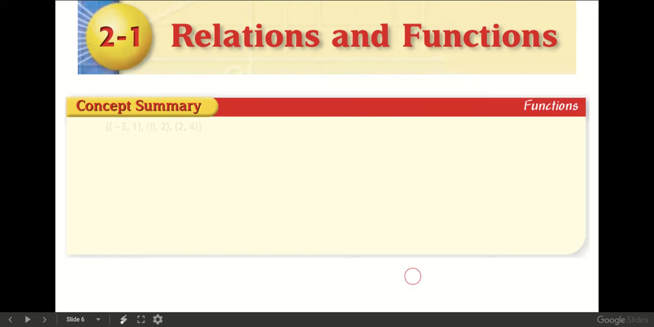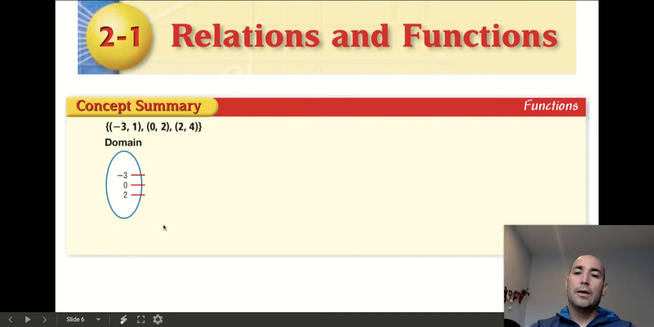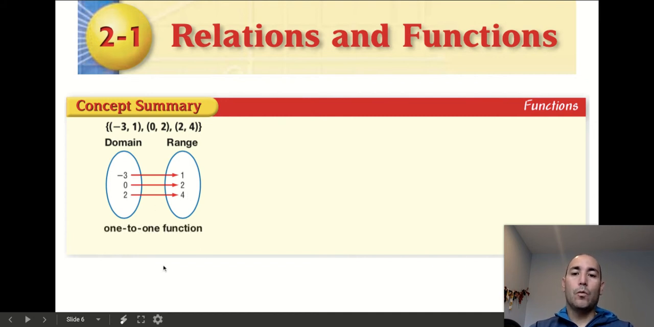So here's a summary of this concept here. So here's an example of a relation, right? It's got 3 ordered pairs. This is the relation. So the domain, right? The domain are all the x values, -3, 0, 2. And then we're going to go ahead and map it with the range. So range, again, lists all the y values, 1, 2, 4. And then we're going to map it, right? Draw by connecting the x coordinate to the y coordinate, okay? And again, this is an example of a one-to-one function. One element of the domain connects with exactly one element of the range.